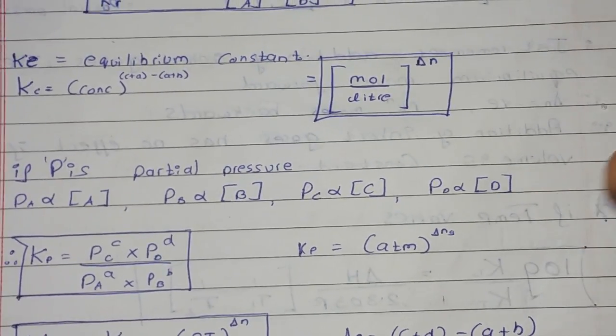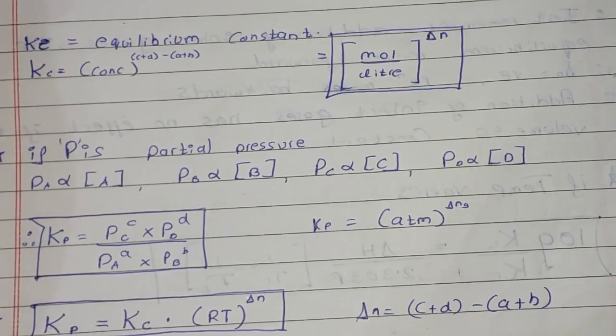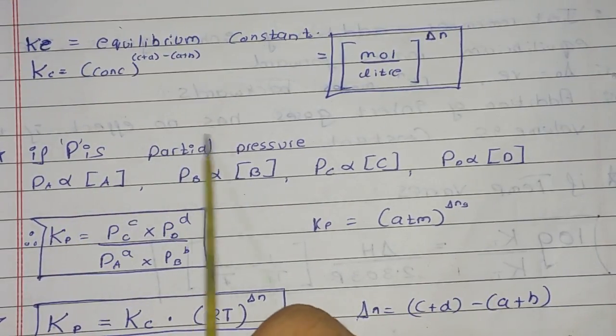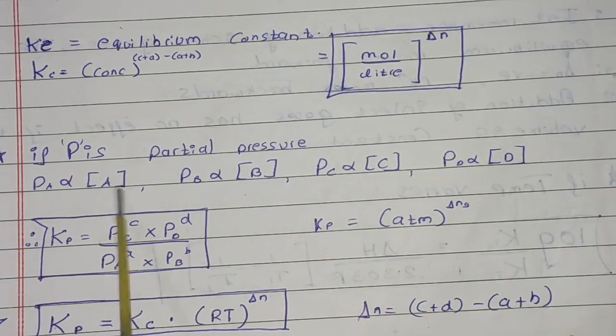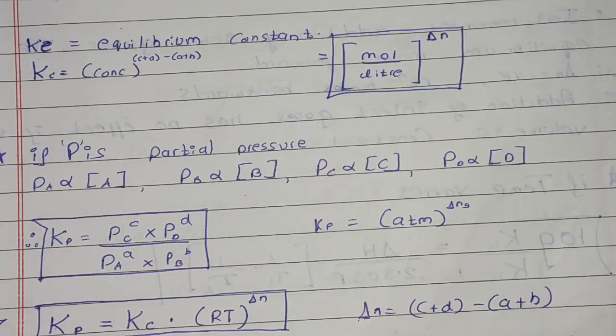Now if P equals partial pressure is given, then the partial pressure of A is directly proportional to its concentration. Simply, I would not say all these things. I will just say that partial pressure is directly proportional to its concentration. I don't know what the constant is, but it's just directly proportional.